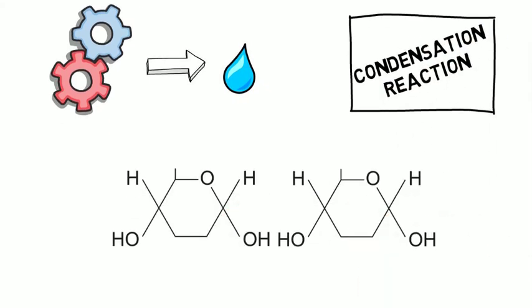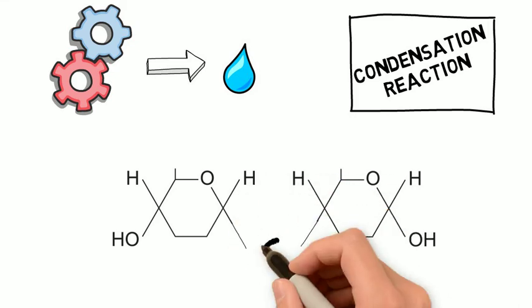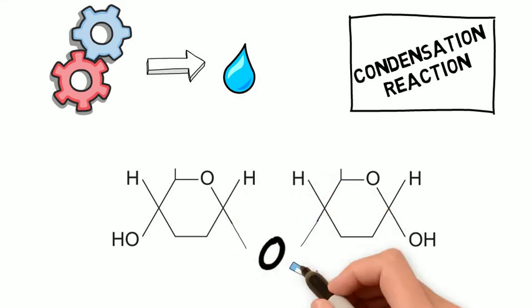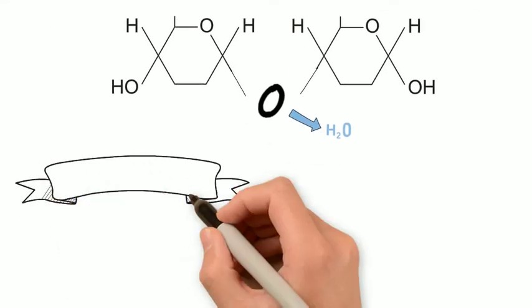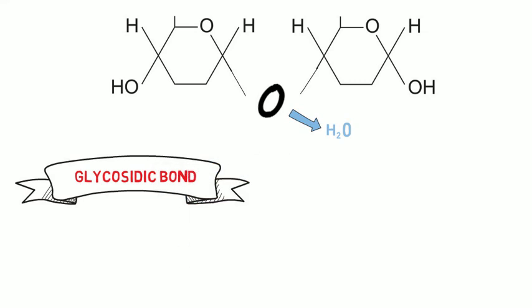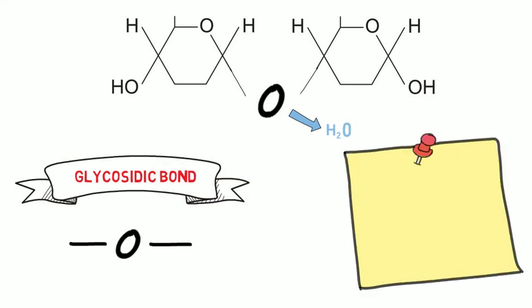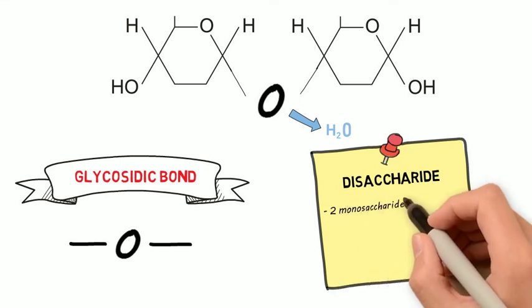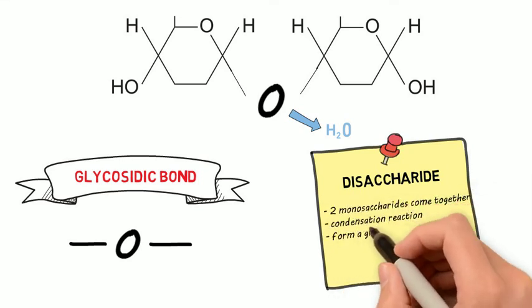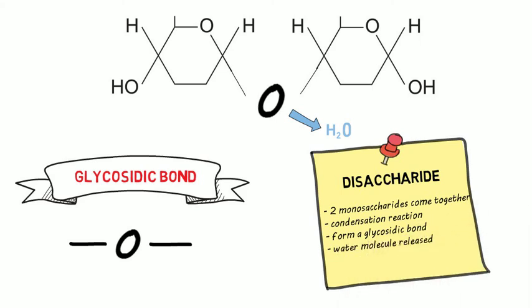So this next thing is just showing a condensation reaction between 2 glucose molecules that we learned about before, coming together, and then water is removed. Now this new bond here is called a glycosidic bond. This is really important to know, and this is a name that you need to be able to recall. So to summarise, a disaccharide is where 2 monosaccharides come together in a condensation reaction and they form a glycosidic bond and water is released.